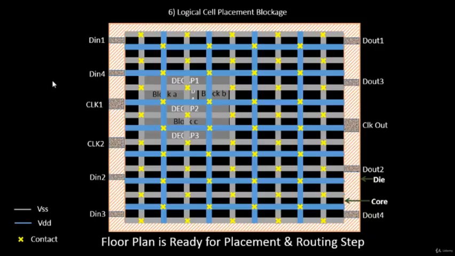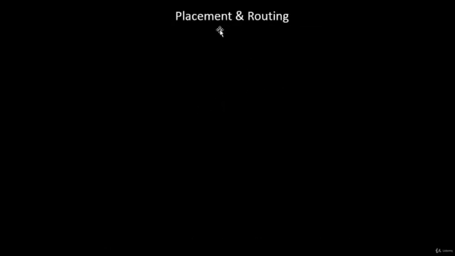Okay, so finally, when we have the logical cell placement blockage, our floor plan is ready for the placement and routing step. So now we are done with the floor planning step, and the next step is to move into placement and routing. Since I'm already running out of time, and this is the final lecture of this section, from the next video onwards we'll move into the further concepts of placement and routing. Let's begin the placement and routing steps from the next videos. Thank you.